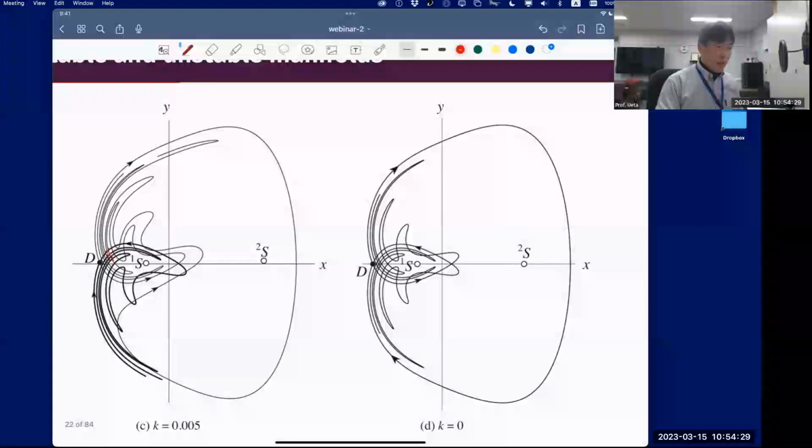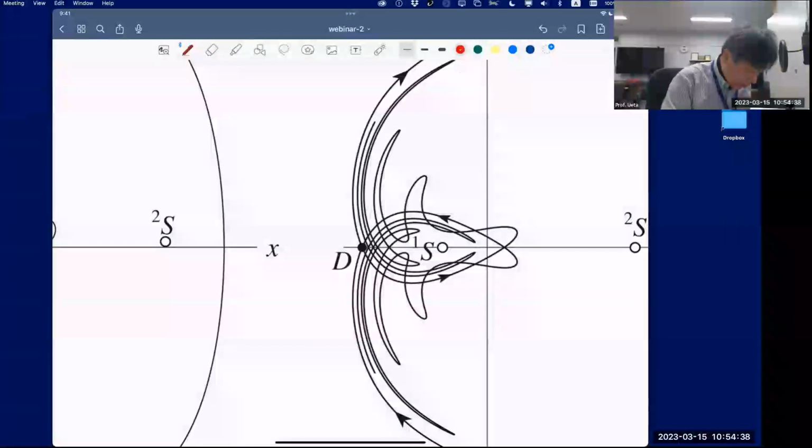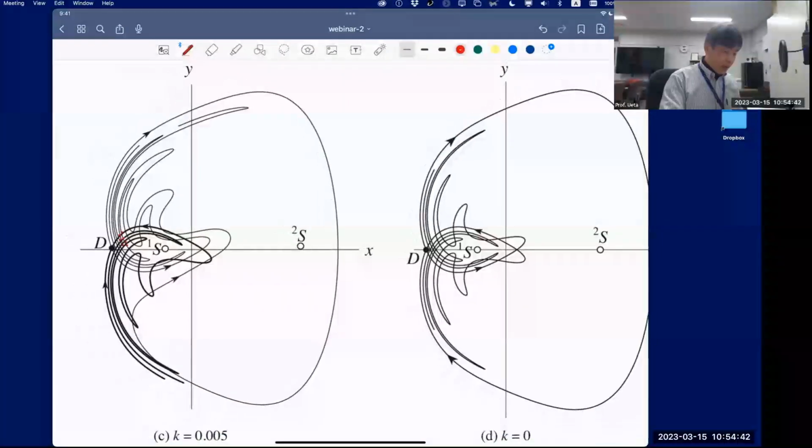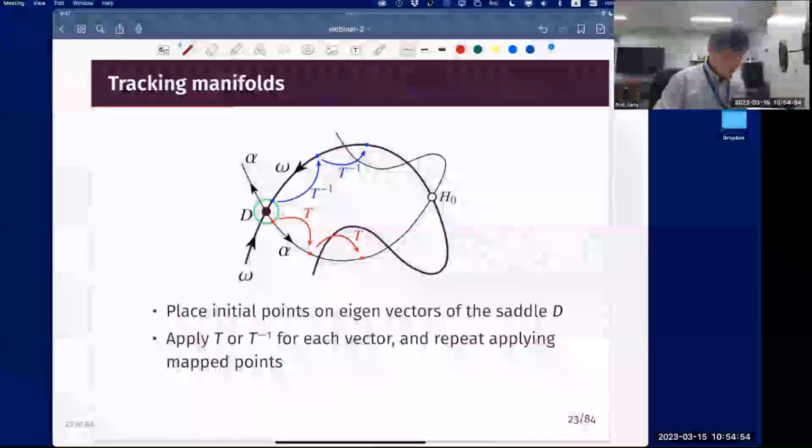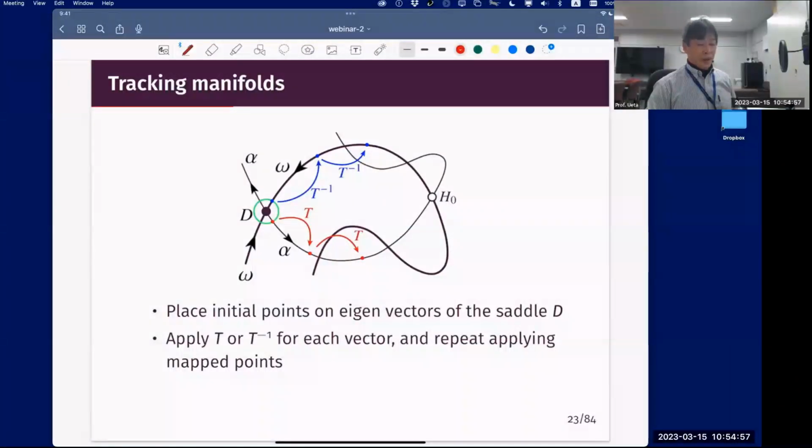Okay, with this k equals 0, it means the Hamiltonian system. So many homoclinic points near the saddle D. With this situation, we want to specify the UPO with a certain period and location. Let me start the description.